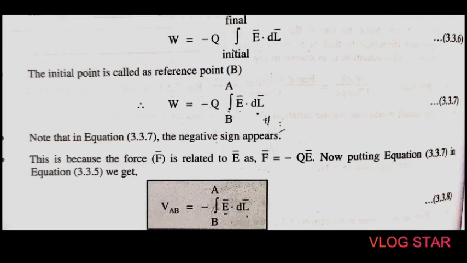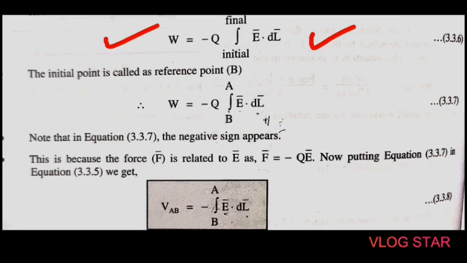Okay, now to move this positive charge from B to A, some external source is required. So the work done by that external source in moving a charge Q from one point to another point in the electric field is given by W is equal to minus Q integration from initial to final of E bar into dl bar. This is the equation of work done we have already seen. In this case the initial point is called the reference point.